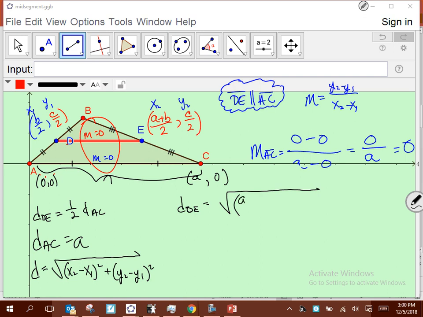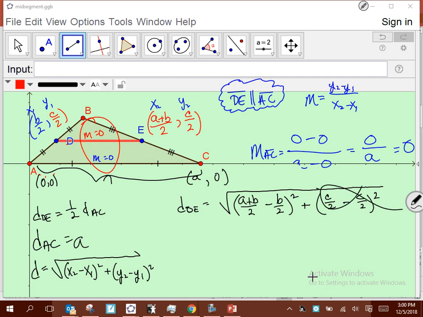I take A plus B over 2 minus B over 2, and we'll square that. I'm going to add to it the difference in the y's. So y2 is C over 2 minus y1, which is C over 2, and we'll square that. Now, once we've got that, all we have to do is evaluate. We have to rely on our algebra skills. What's C over 2 minus C over 2? 0. What's 0 squared? 0.